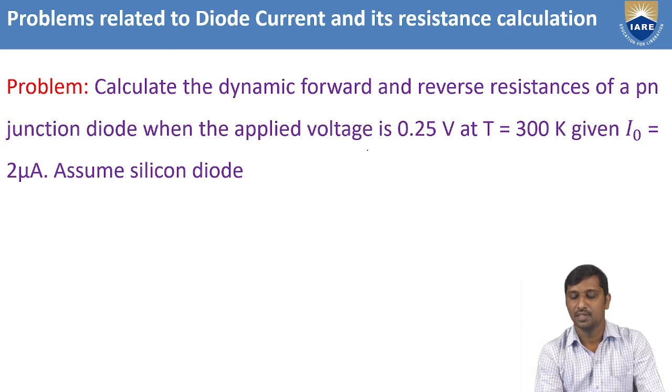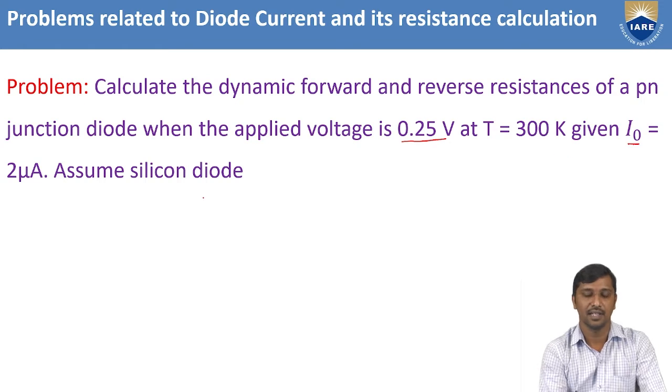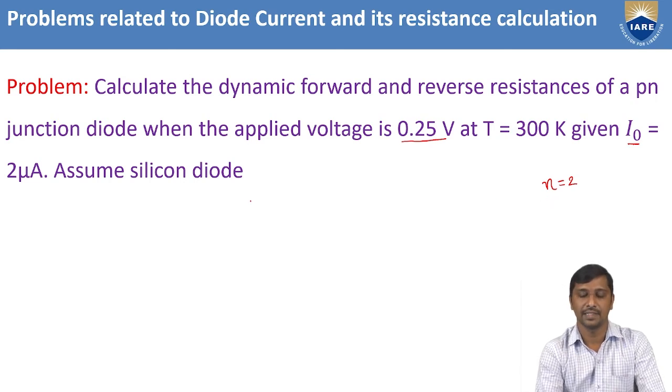The parameters given are: the applied voltage across the diode is 0.25 volts, the temperature is 300 kelvins, and I0, the reverse saturation current, is 2 microamperes, and the diode type is silicon. So we need to consider the eta value as 2. Since the diode type is silicon, we assume eta is 2.